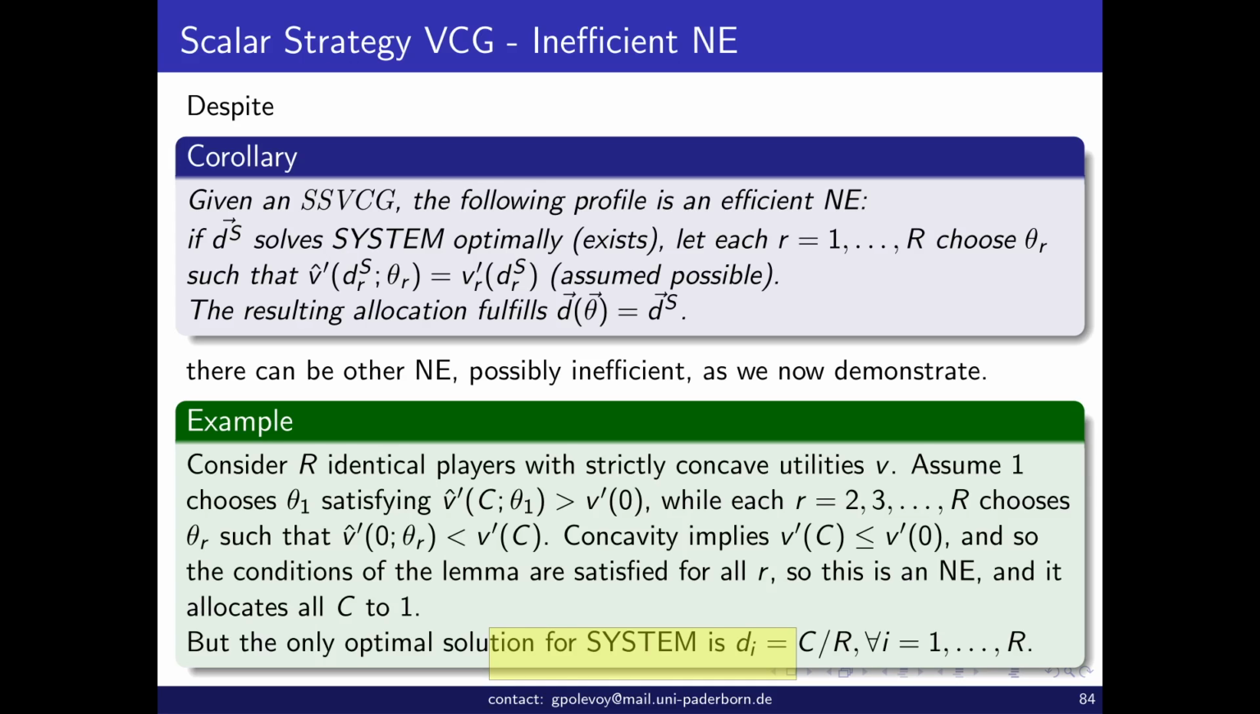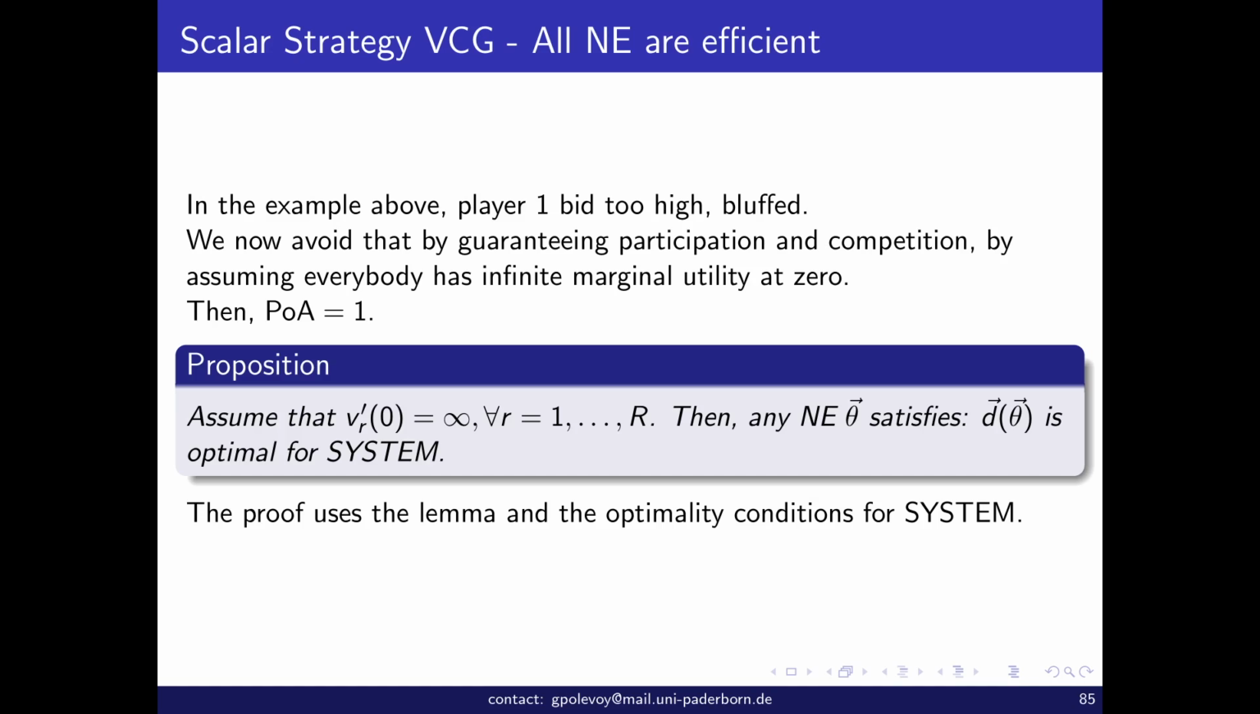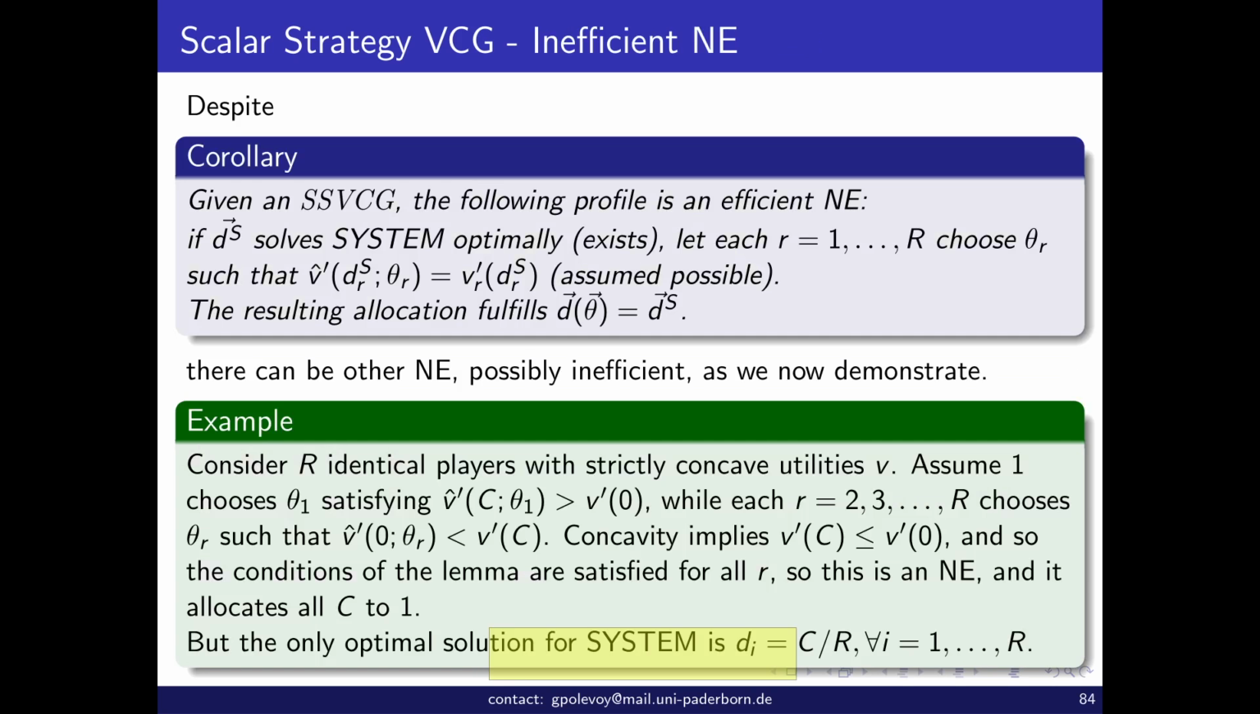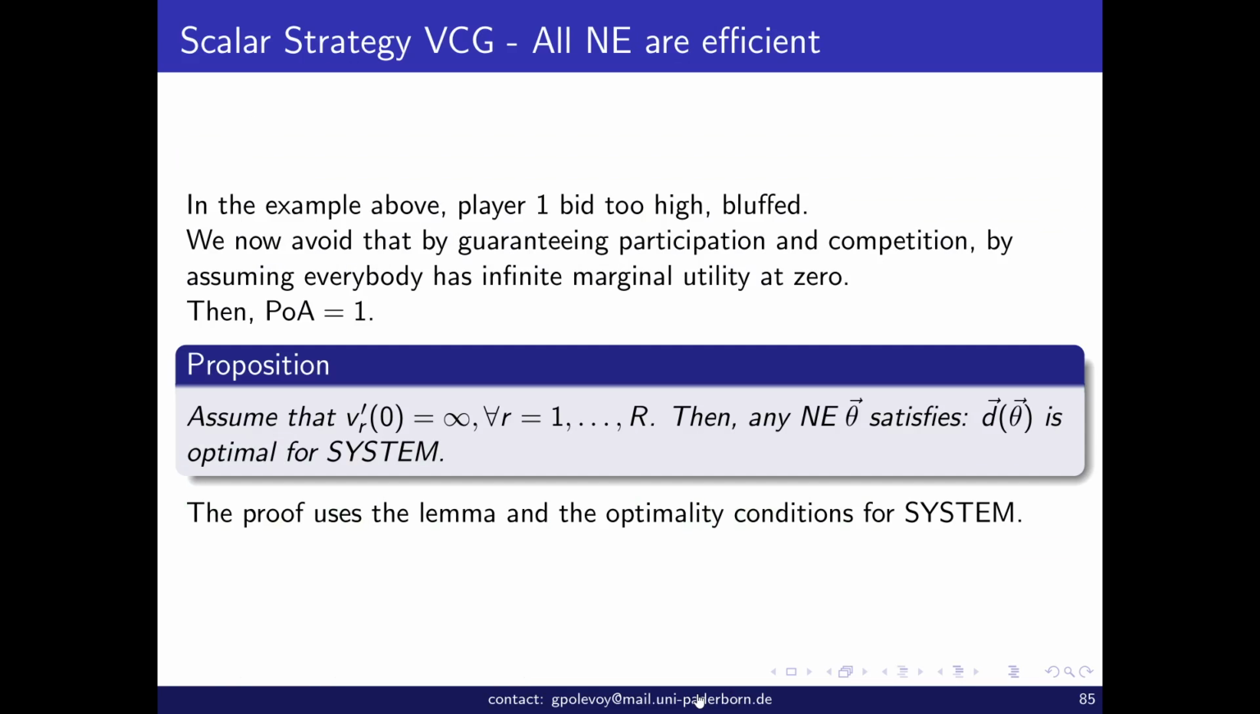Okay, so there are equilibria which are not as good, as we've shown, but we can actually require something which will force the equilibria to be as we want, and that is the following. In the example above, player 1 bid too high, basically. She bluffed. It's the same utility, but she bid too high. And the rest didn't want to compete. That's the intuition. She chose theta 1, which was too high.